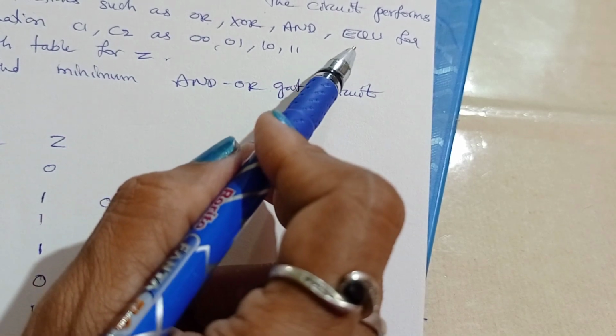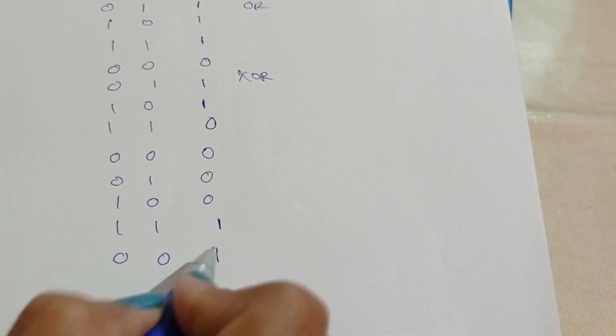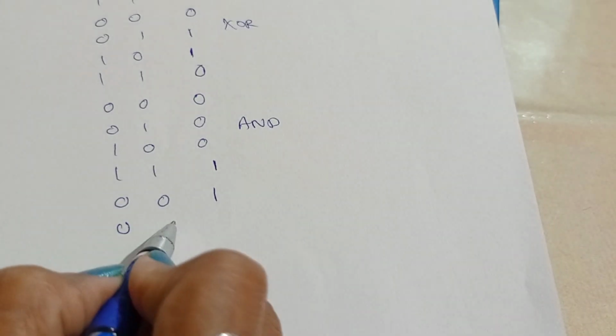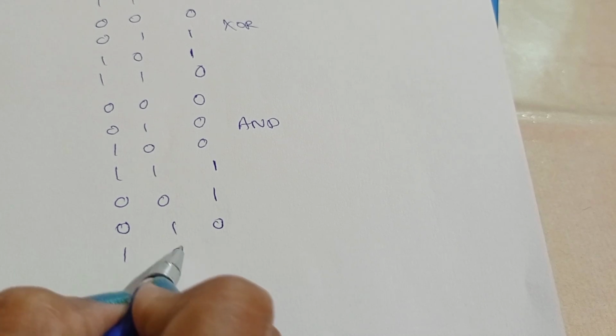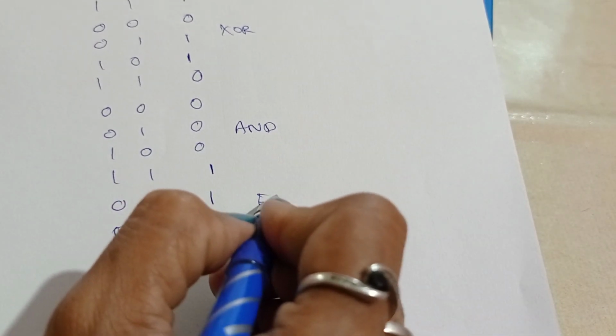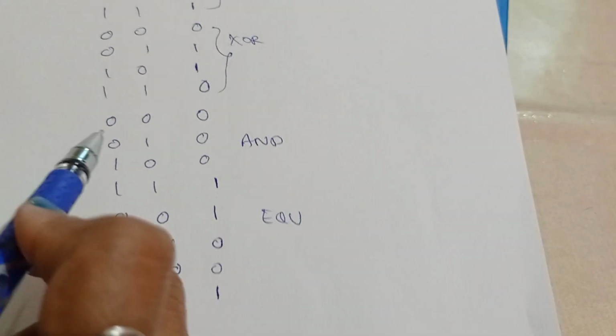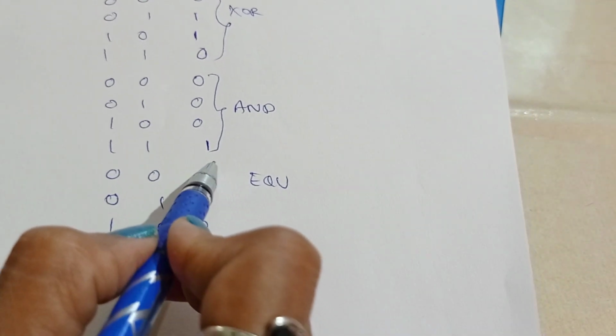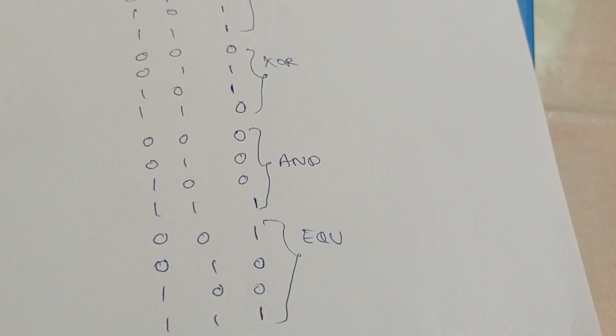Next, equal. Equal is nothing but if both are equal, we'll get 1 as output. Otherwise, the output is 0 for different combinations. This is the given question. This is for OR, exclusive OR, and equal. Now for this, we need to give the control inputs.